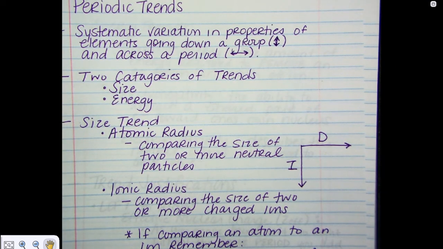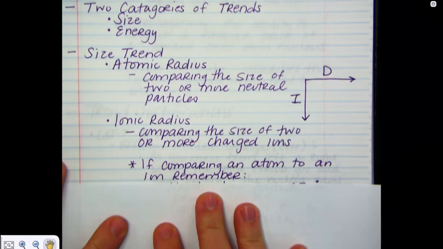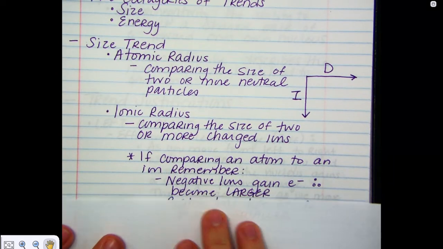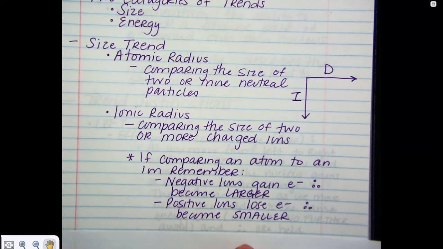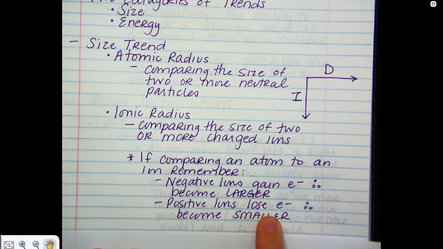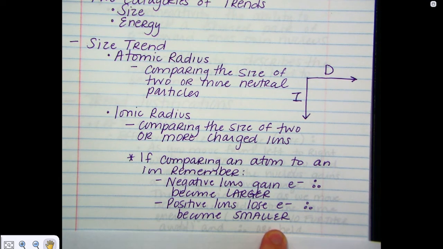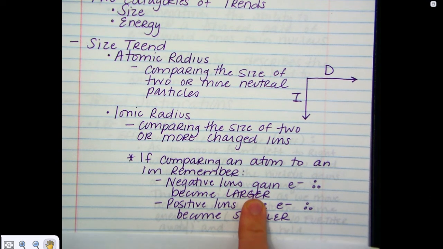If I'm comparing an atom to its own ion, you need to remember how your ions form. Remember that a negative ion is going to gain electrons, and so it will become larger than its neutral atom counterpart. A positive ion is going to lose electrons, so it's going to become smaller than its neutral atom counterpart. A good rule of thumb is that negative ions are always going to be a little bit bigger. You have more electrons than protons.